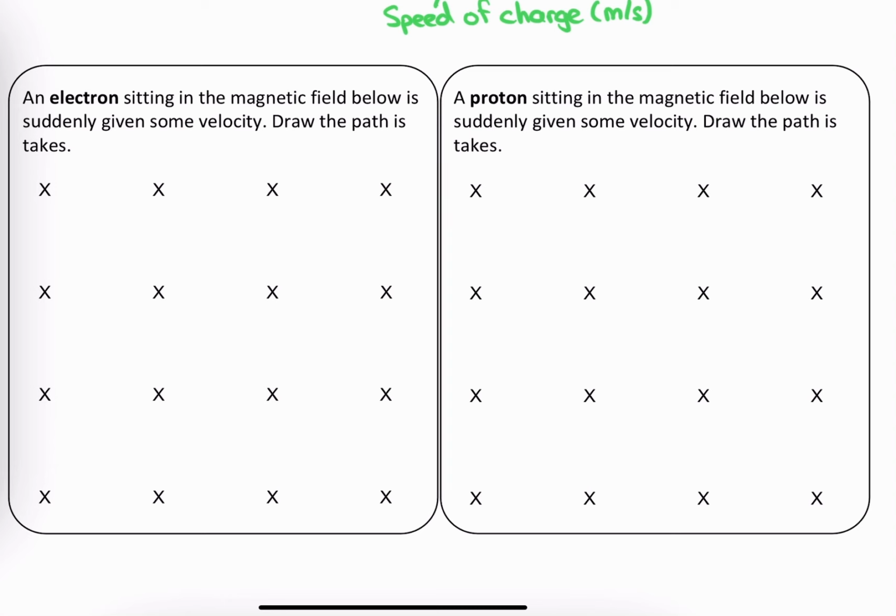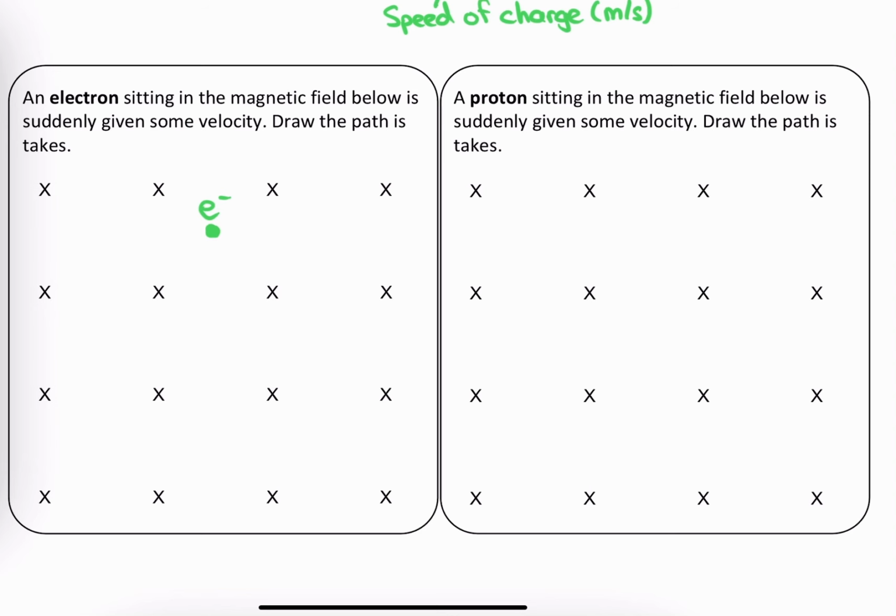Let's say we take an electron and it's sitting in a magnetic field. This is the magnetic field that's drawn below. So all these X's in the page, they represent magnetic field lines. They're going into the page. And let's say I take an electron and I place it there in the magnetic field. So at this point, there is no force on that electron. Electric charges don't feel magnetic forces unless they're moving.